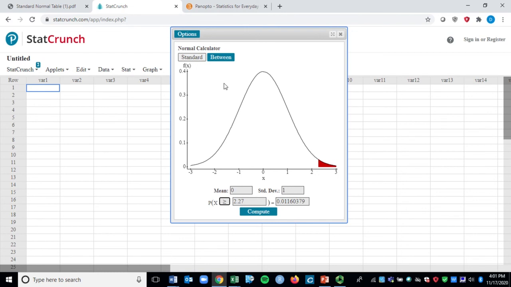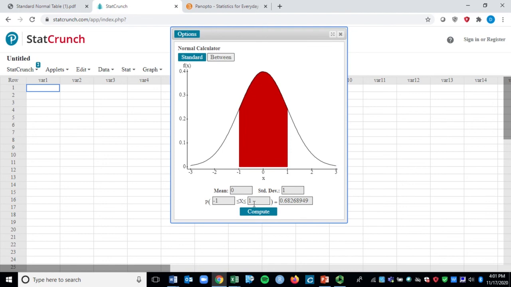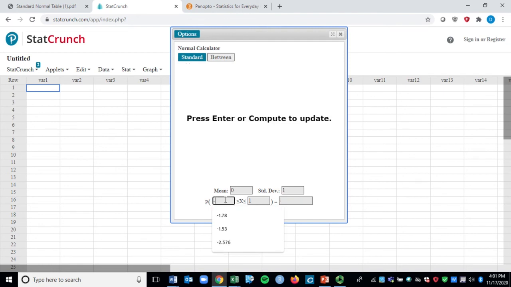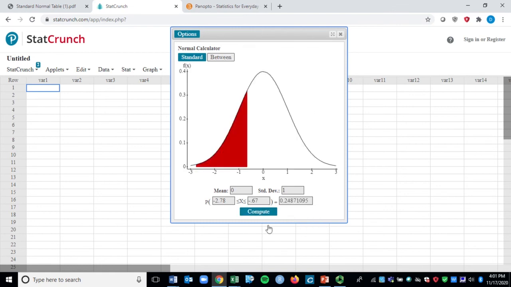You could actually do it in between. Here's the empirical rule. It defaults to the empirical rule, negative 1 to 1. There was our answer before, but you can do anything that you want here. Negative 2.78, 0.67 maybe. There we go. It draws you a nice graph, you can see it, and there would be our answer. So you can do this in StatCrunch and check your answers, but let's make sure that we can read that table.